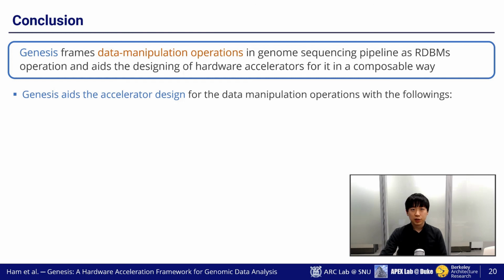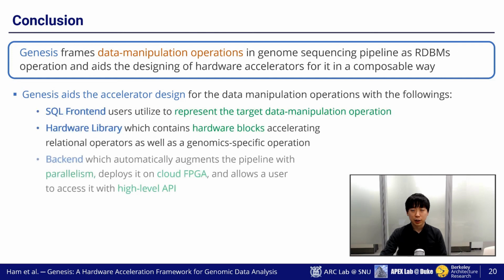To conclude, we present Genesis, a hardware acceleration framework for genomic data analysis. Motivated by the observation that most genomic data can be conceptualized as a very large relational database, and genomic data manipulation operations can be represented using extended SQL, Genesis presents a way to effectively design accelerators for data manipulation operations in a composable fashion. Specifically, Genesis leverages accelerator reuse by providing a hardware library that contains modules necessary to build a data flow pipeline for the SQL query and a backend that deploys the data flow pipeline on cloud FPGA.